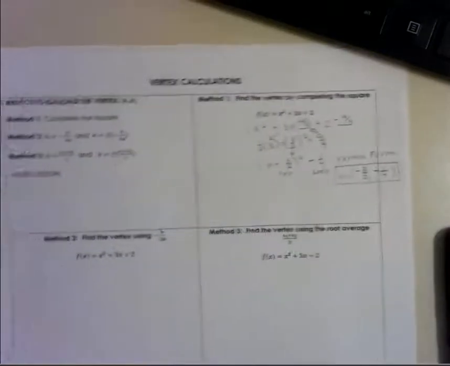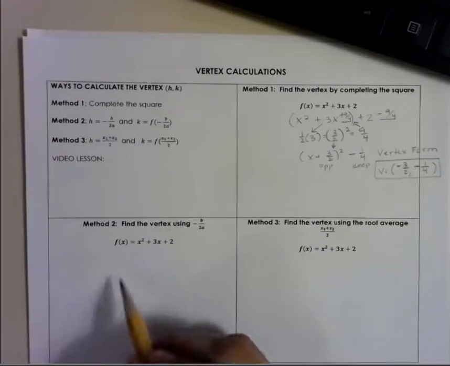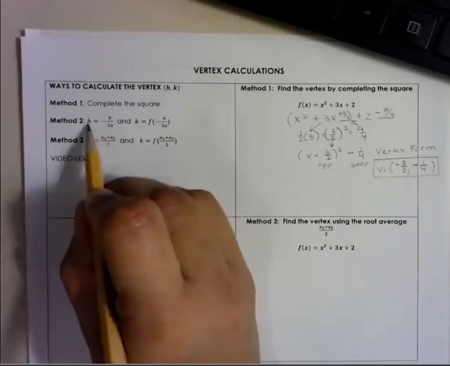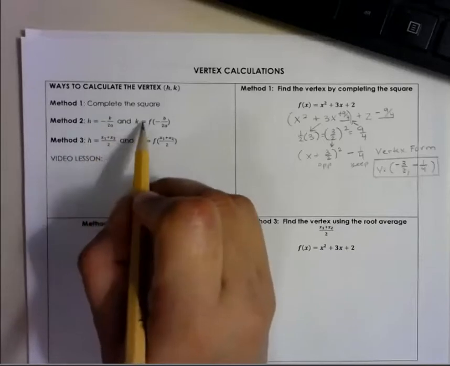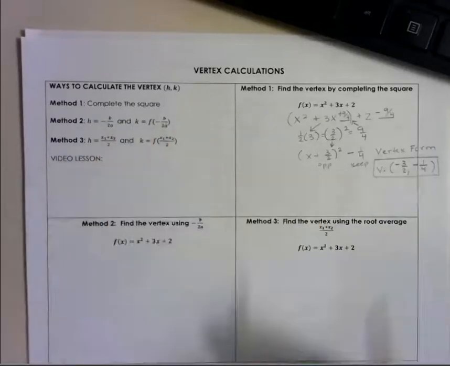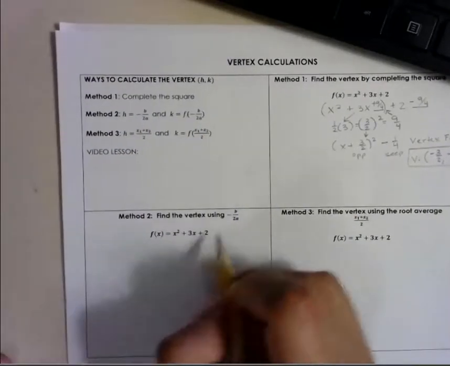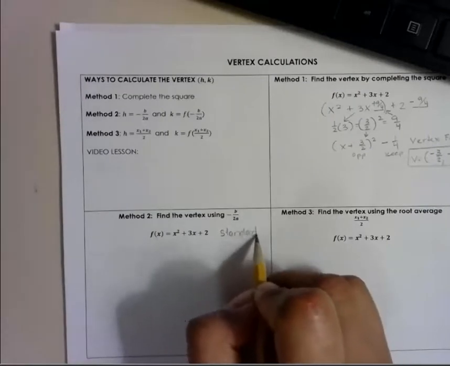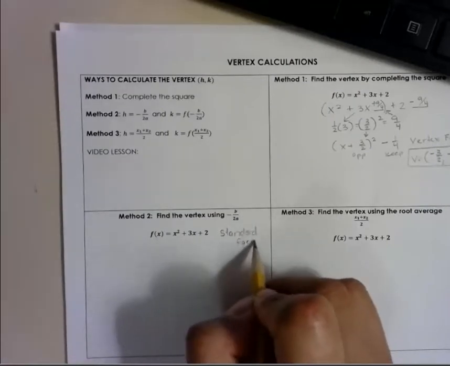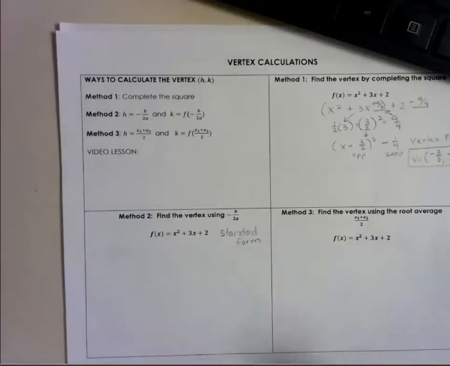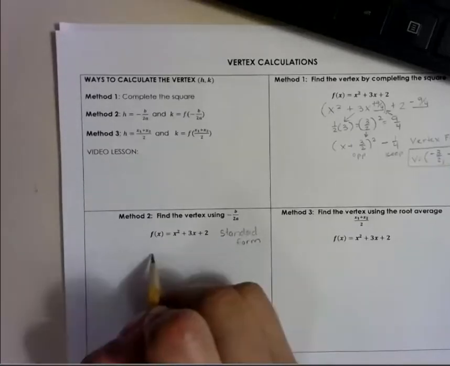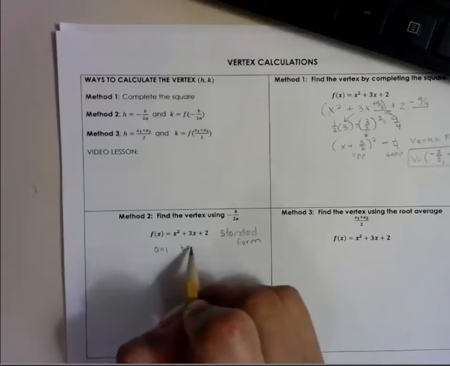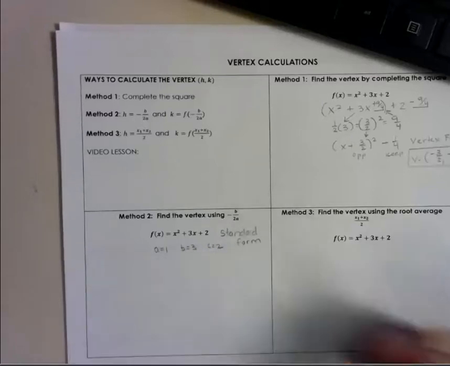Alright, we're going to use the same equation, but instead we're going to use method 2, which is we're going to find the vertex using negative b over 2a for our h, and then to find k, we're going to plug it into the function to get that value. Alright, so when you look at this, the first thing I want you to make sure is that it's in standard form. And this one is. Then you're going to find your a, b, and c. So from this case, a equals 1, b equals 3, and c equals 2.